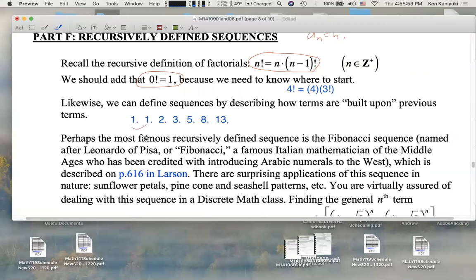1 plus 1 is 2. 1 plus 2 is 3. 3 plus 5 is 8. 8 plus 5 is 13. And 8 plus 13, that's going to be 21. And so on.